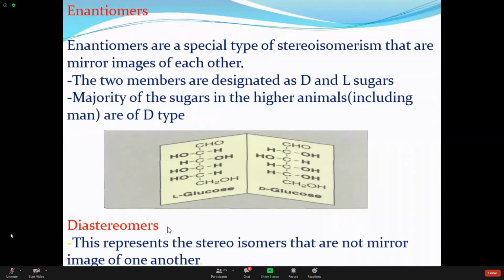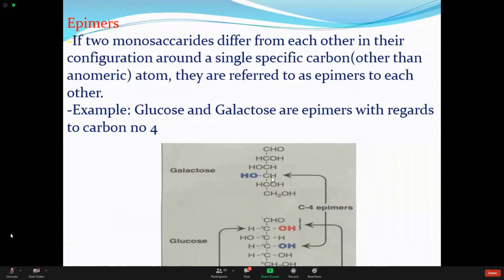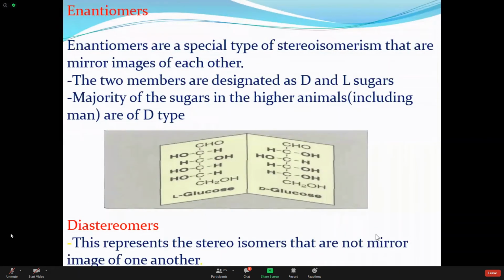What are the diastereomers? They are not mirror images to each other. Like these two varieties. This is not a mirror image. Yes or no? So you can tell it as a diastereomer also. Am I clear? So the diastereomer is not a mirror image to each other.